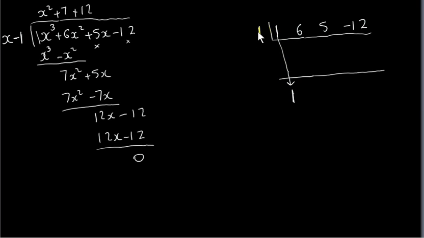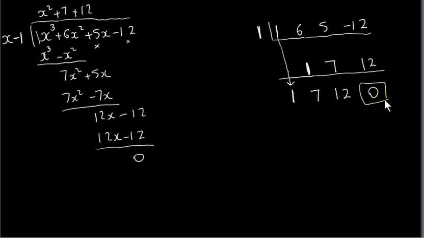The next thing we do is we multiply this number by this number. So we multiply 1 by 1, which gives us 1. We write our answer in here. And we add these numbers together. 6 and 1 is 7. Then we multiply this number by this number. So we have 1 times 7 is 7, and write our answer in here. And we add these numbers. 5 and 7 is 12. Then we multiply 1 by 12 to get 12. We write our answer here. Combine these numbers to get 0.